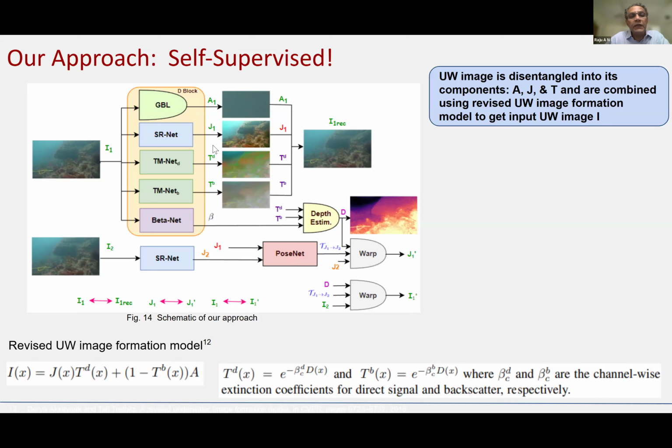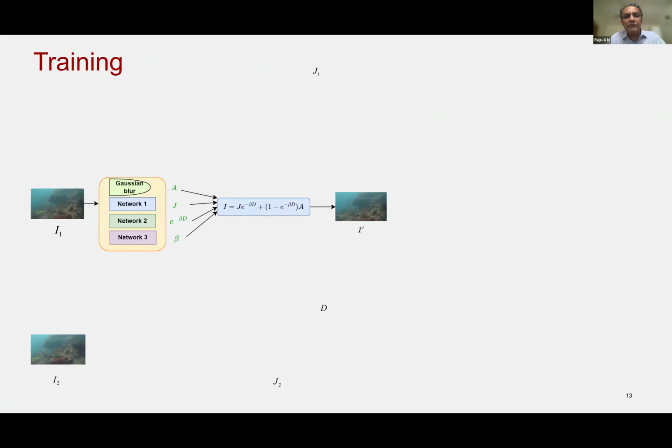Then we use the transmission map that is estimated here in order to estimate the depth map, using an analytical formulation which we know. The transmission map is related to the depth map through an exponential function. So we use the estimated transmission map to find the depth map, and then use the depth map to warp J2 to J1, and this J1 hat is then compared with the J1 that was estimated from the top. Therefore, these are the two self-supervised losses. And there is one more loss which I'll talk about.